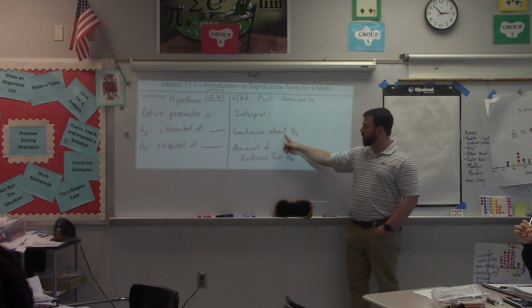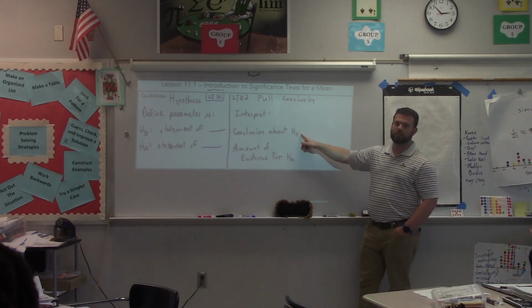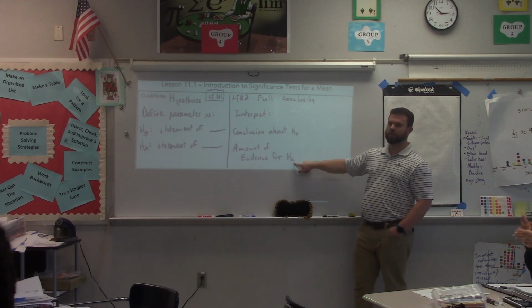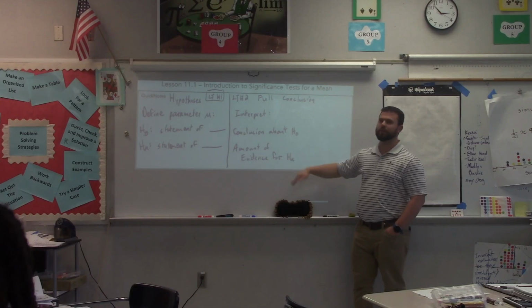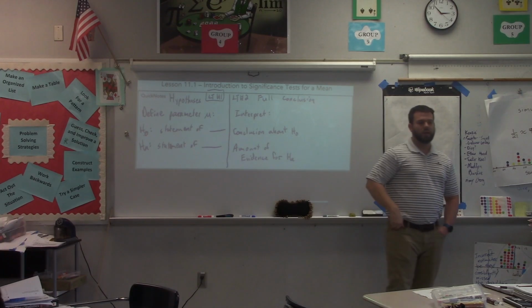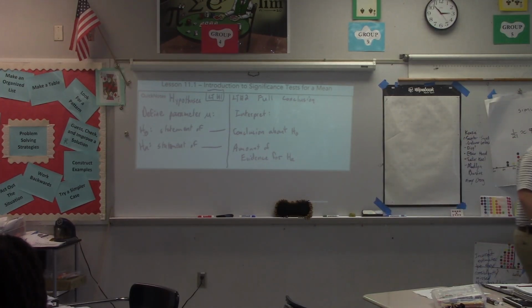You reject the null when there is convincing evidence for the alternative. You fail to reject the null when there is insufficient evidence, or not convincing evidence, for the alternative, right? And so, do we have convincing evidence when the p-value is less than alpha or greater than alpha? Less than alpha.